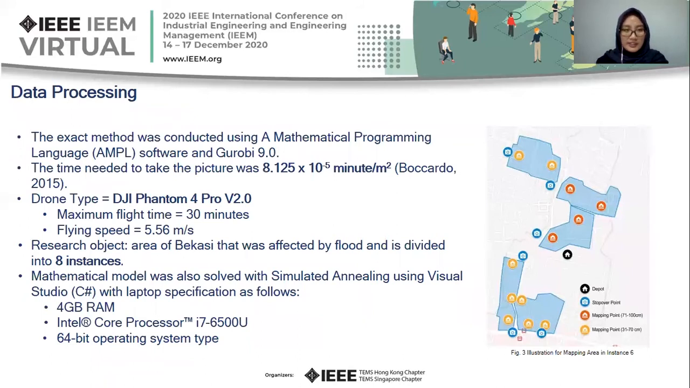Here is the data processing part. We also conducted the exact method, and we used a mathematical programming language, AMPL, and the solver is Gurobi 9.0. The time needed to take the picture was 8.125 times 10 to the power of negative 5 minutes per square meter. Point number 3 is the specification of the drones we used in our research, and point number 5 is the specification of the laptop we used to do the research.